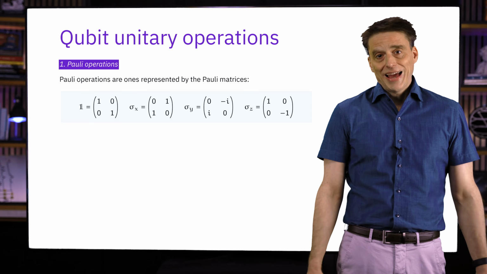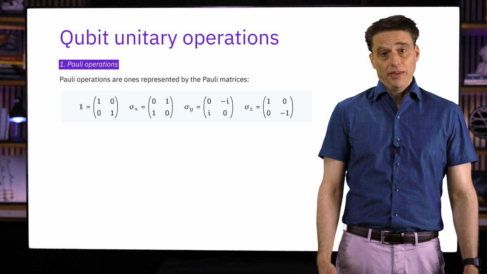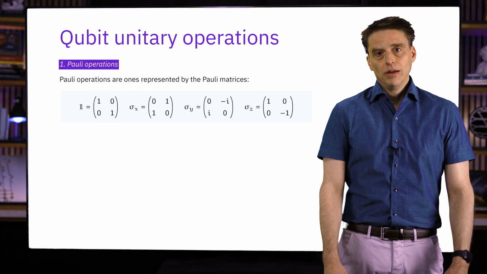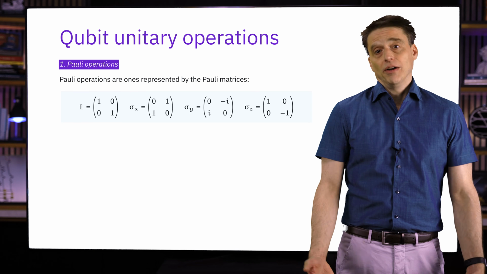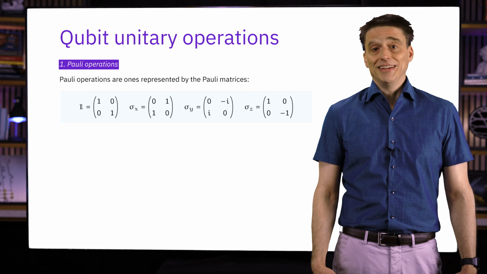These particular matrices happen to be equal to their own conjugate transposes, which is to say that they're all Hermitian matrices. So checking that they're all unitary in this case is a matter of squaring each one and seeing that the result is the identity matrix.